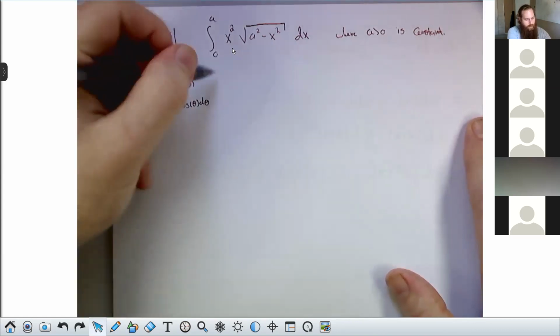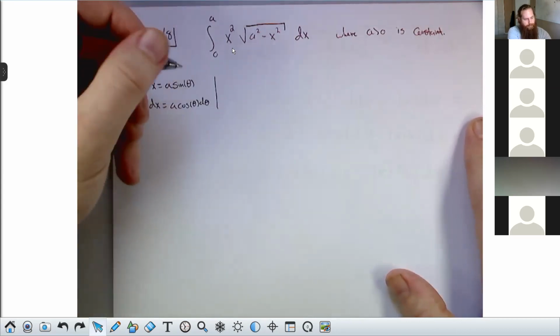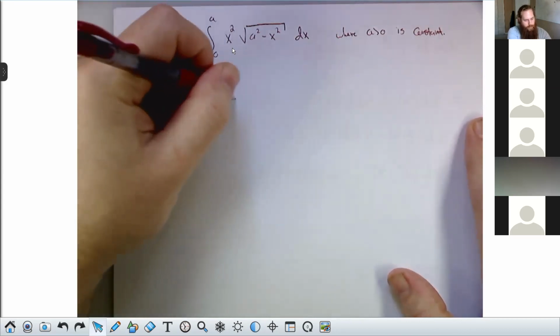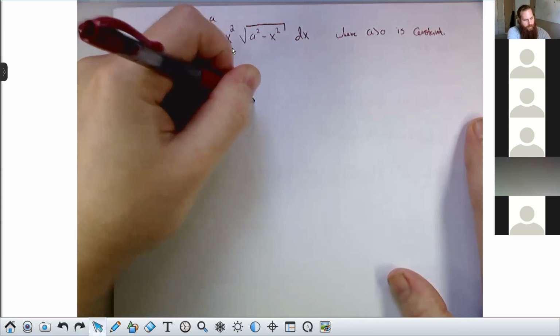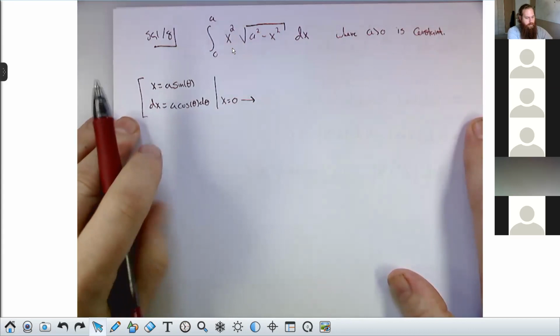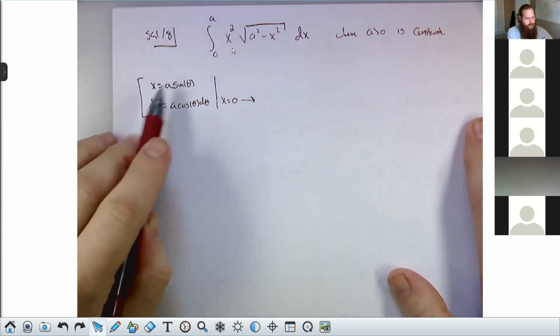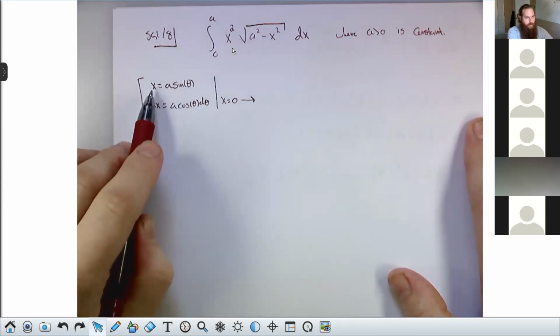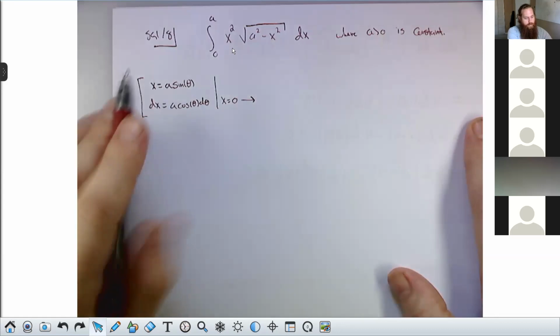And I need to also change my bounds. When x is equal to 0, I'll have 0 equals a sine theta, which means sine theta is 0 over a. So theta would be the inverse sine of 0, which is 0.